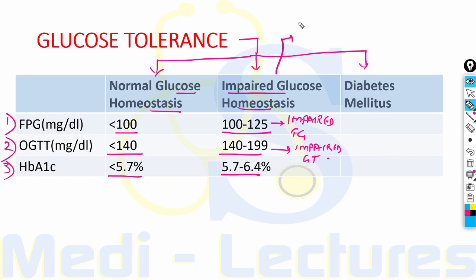prediabetes, some consider it as increased risk of diabetes, meaning if the interventions are not taken, then these individuals will progress to frank diabetes mellitus, and it is also known as intermediate hyperglycemia.